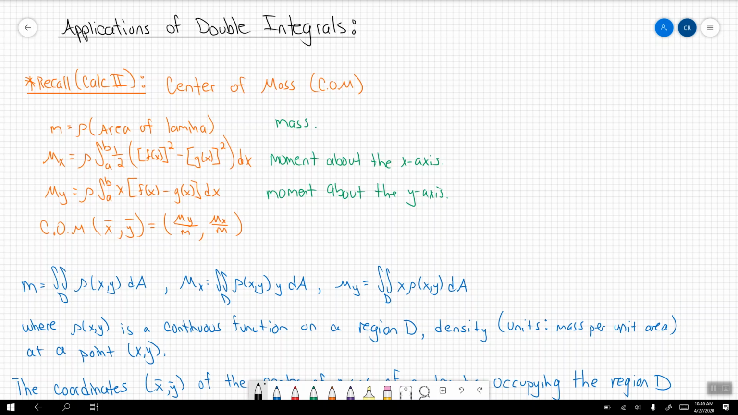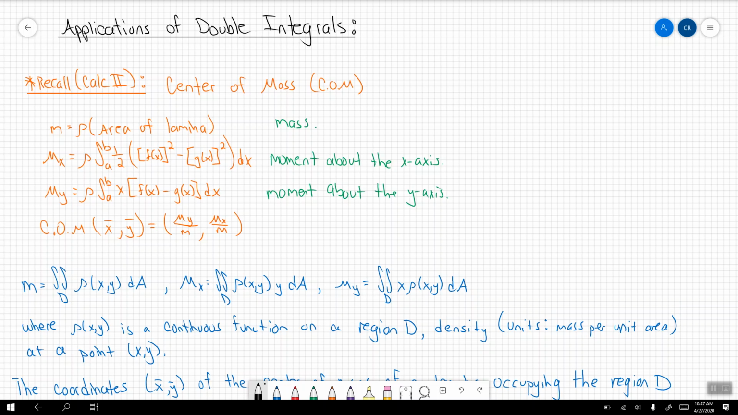All right, so as we start looking at these double integrals and their applications, one of the things that I want you guys to recall is this topic that we learned back in Calc 2, which is learning how to compute the center of mass for a piece of lamina. This piece of lamina was just either a strip or a plate that we were going to find the center of mass for.